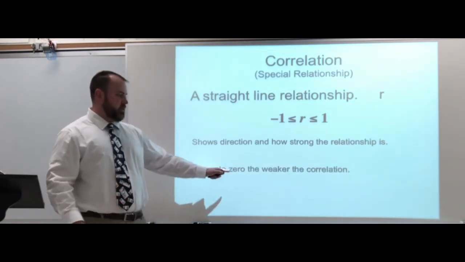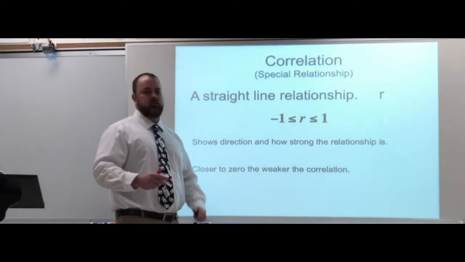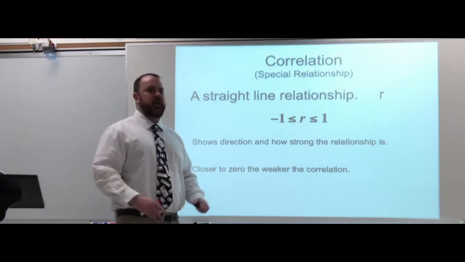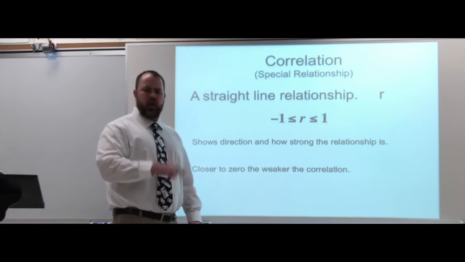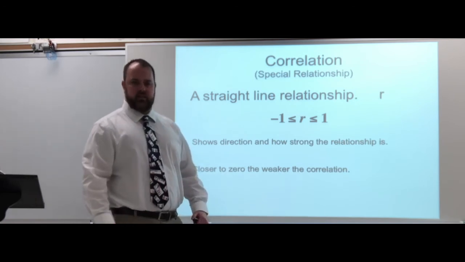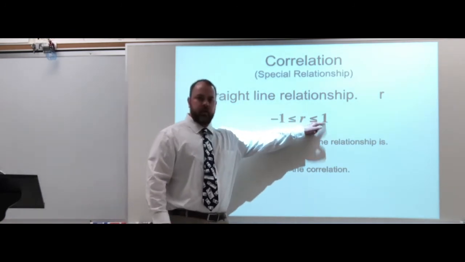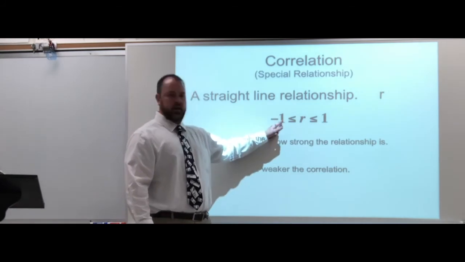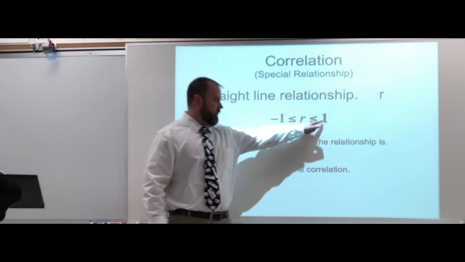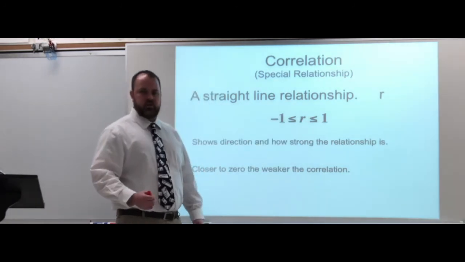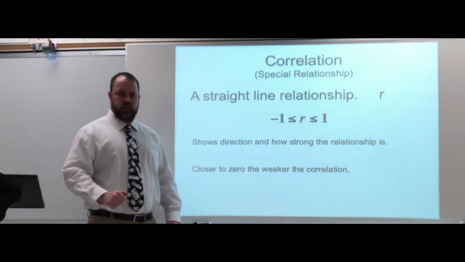The closer to 0, the weaker the correlation. So 0 is a weak correlation, meaning we can't see any relationship. And if you look back at those positive, negative, and no association graphs, the no association one would be a 0 correlation. The closer you are to -1 and 1, the stronger the relationship. So if you're at -1, even though it's negative, that is the strongest relationship you can have. +1 is also the strongest relationship you can have. Different directions, positive versus negative, but the strongest relationship.